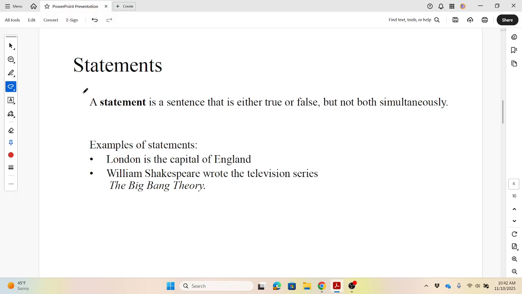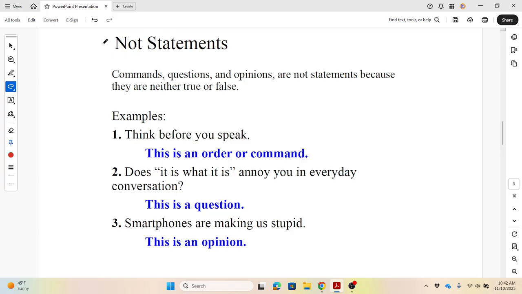So what is a statement? A statement is a sentence that is either true or false, but not both simultaneously. Some examples are: London is the capital of England. It's a statement. William Shakespeare wrote the television series The Big Bang Theory. It could be true, it could be false, not both. So that's a statement.